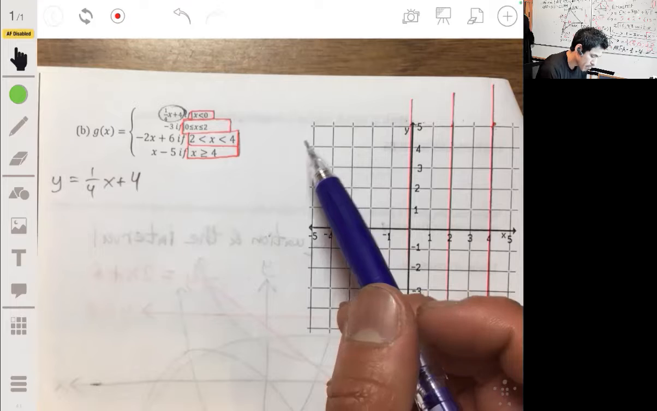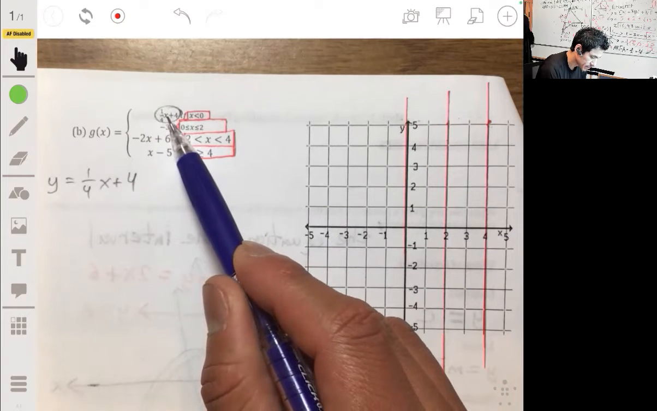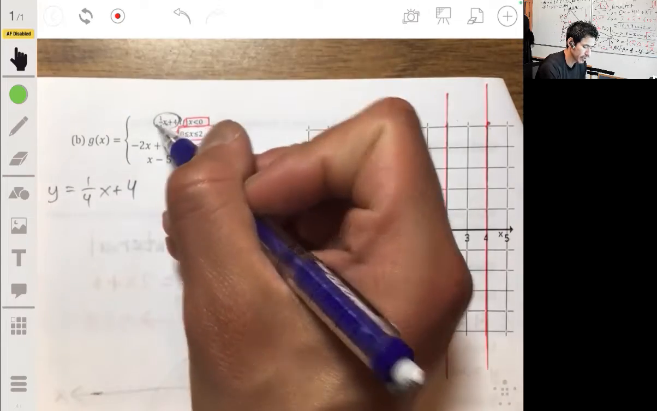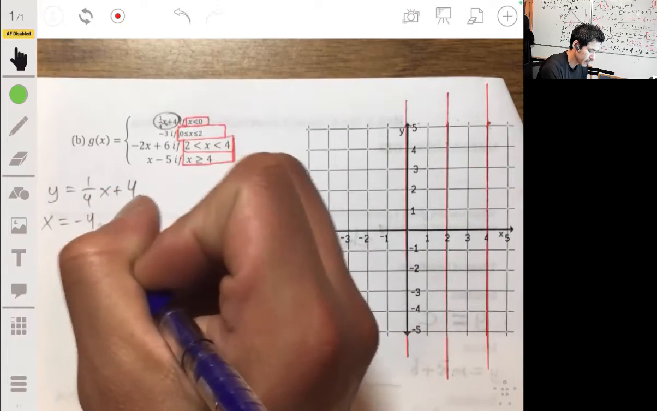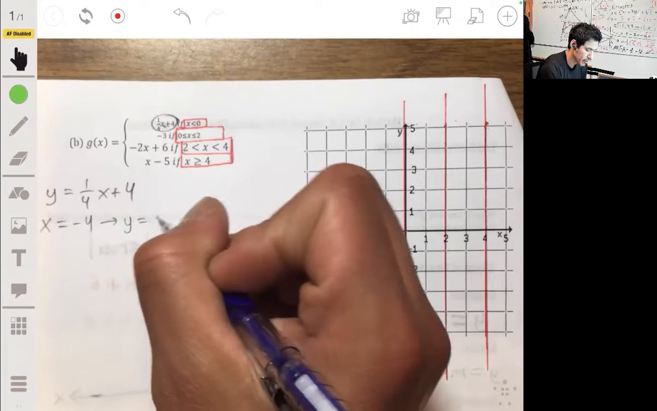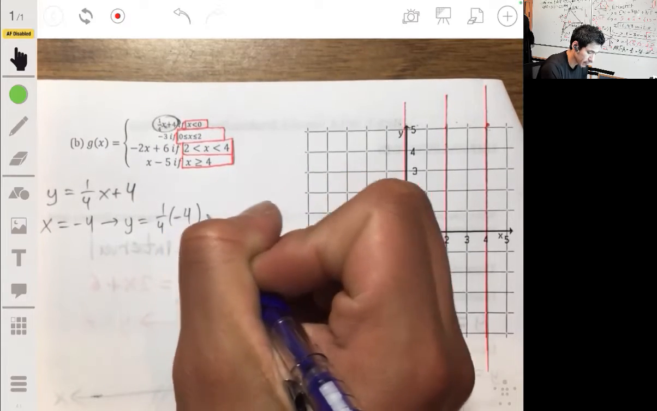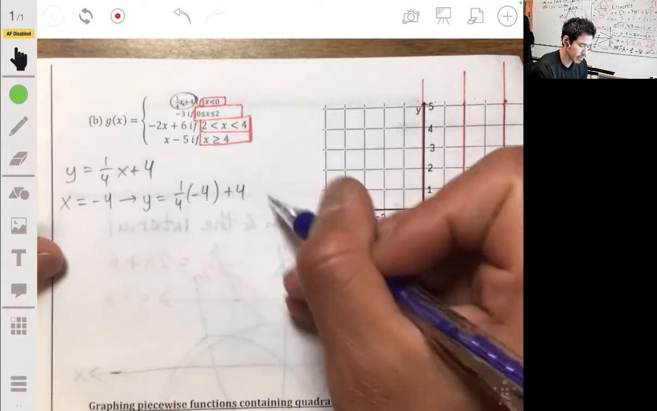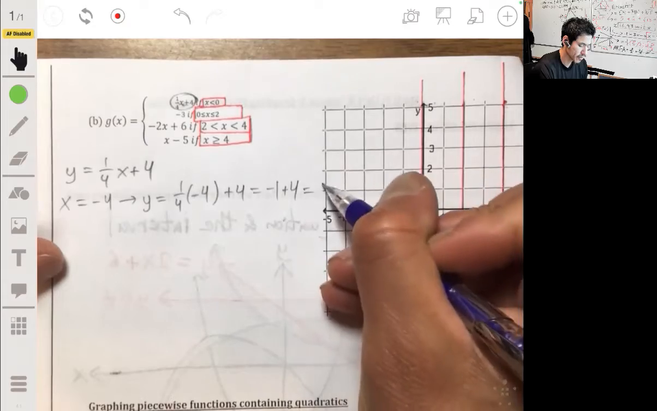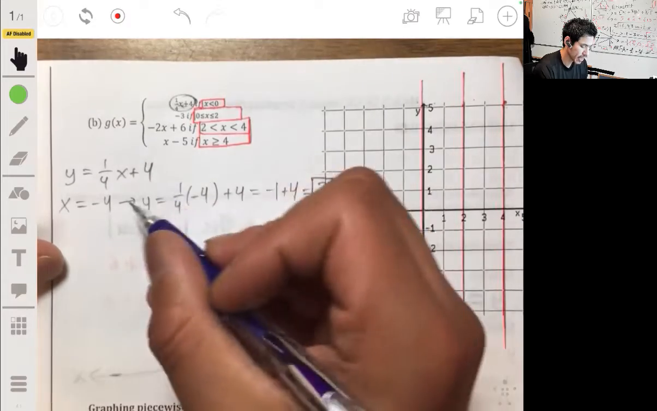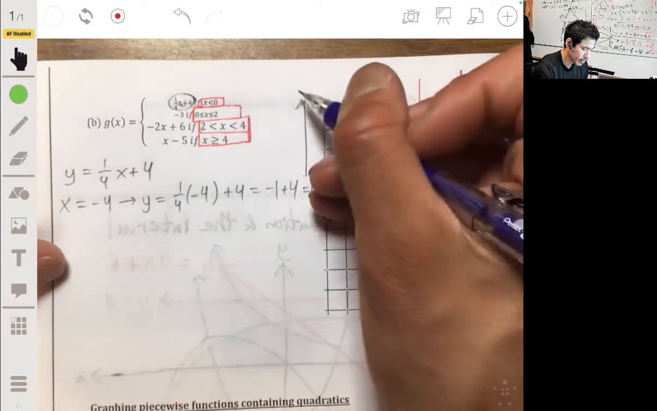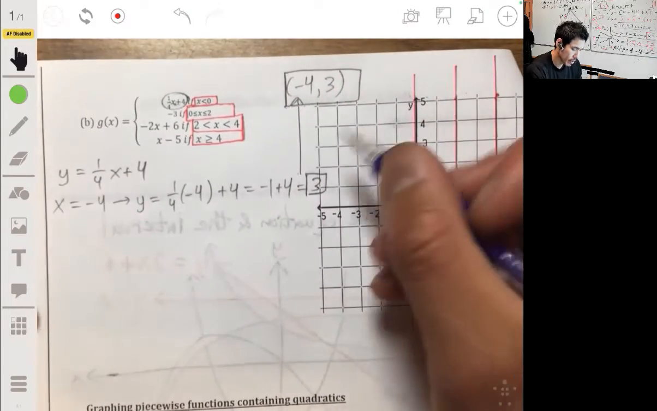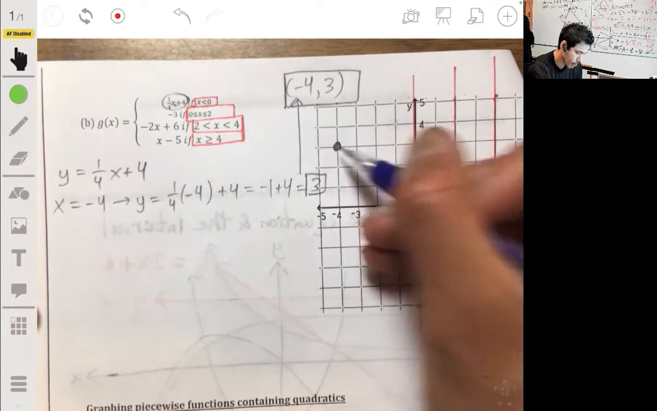And since we have 1/4 x, it would probably be best to plug in -4, because 1/4 times -4 will make it a whole number. So let's go -4. So y will then be 1/4 times -4 plus 4. 1/4 times -4 will be -1. So -1 plus 4 is 3. So we have a point at -4, 3. So right here.